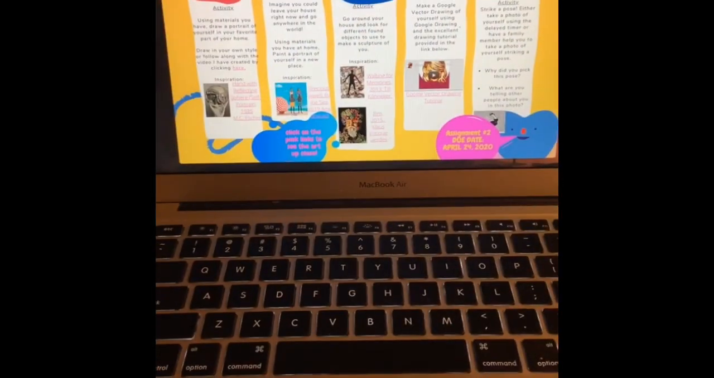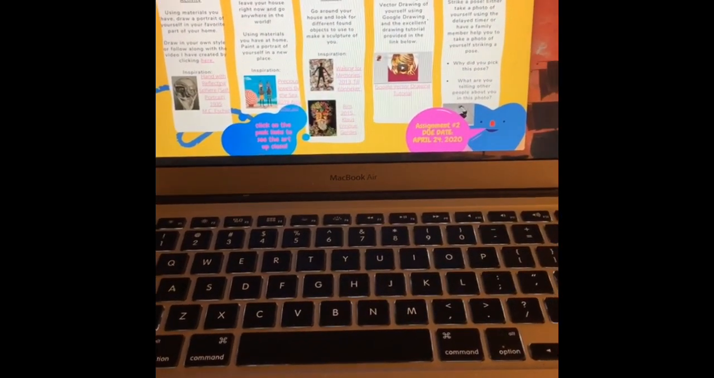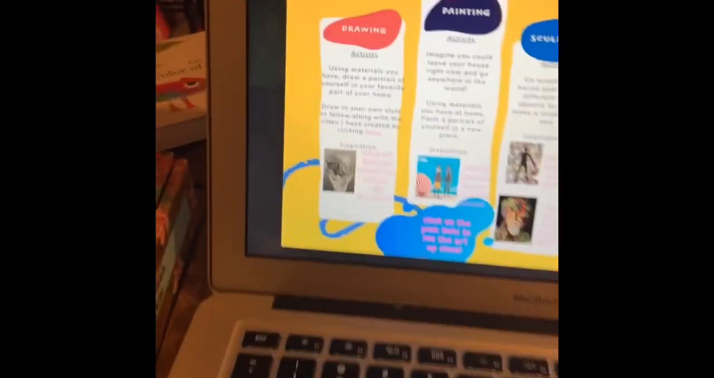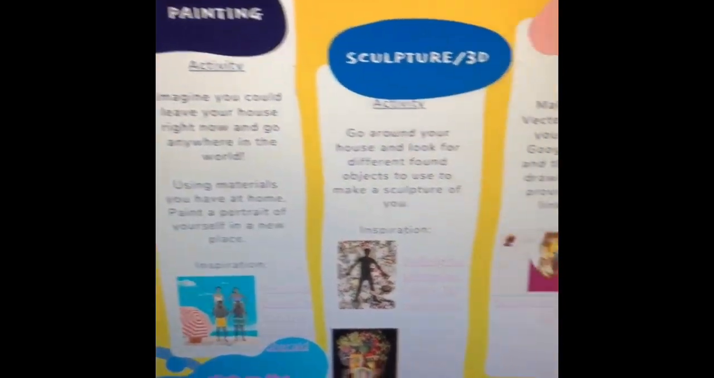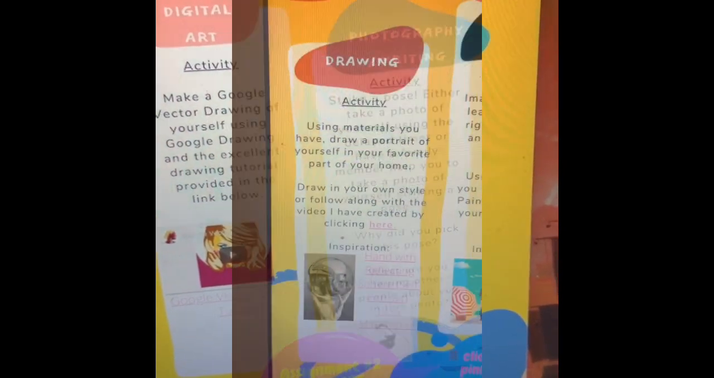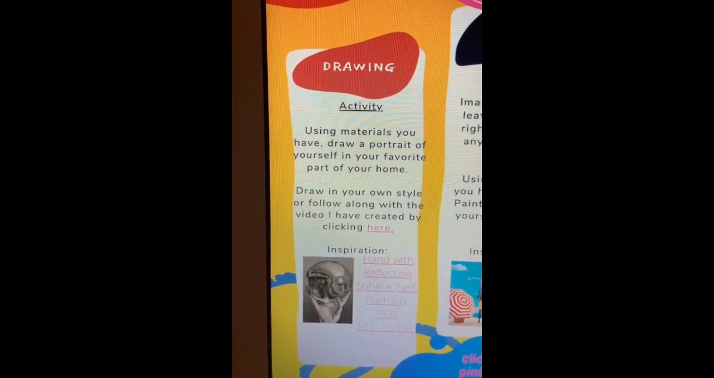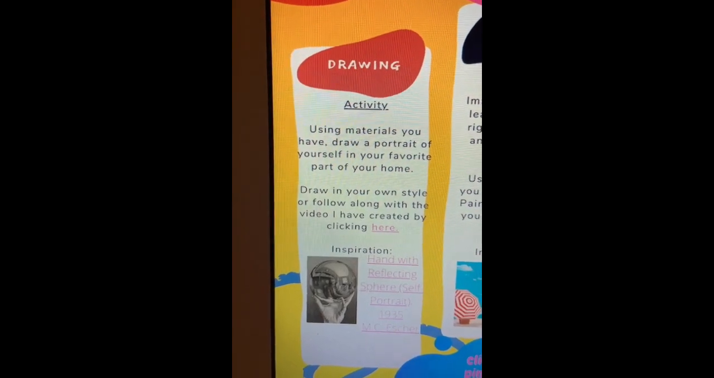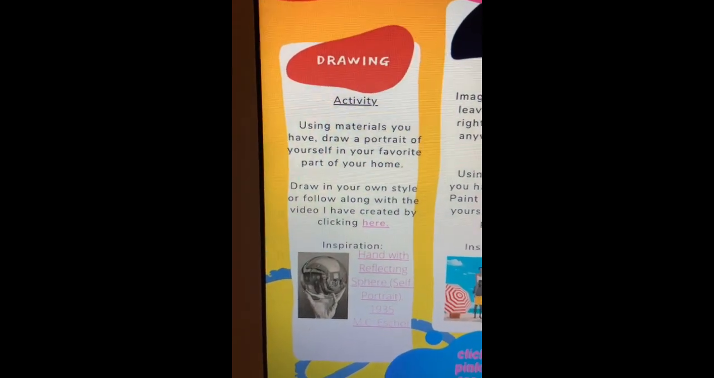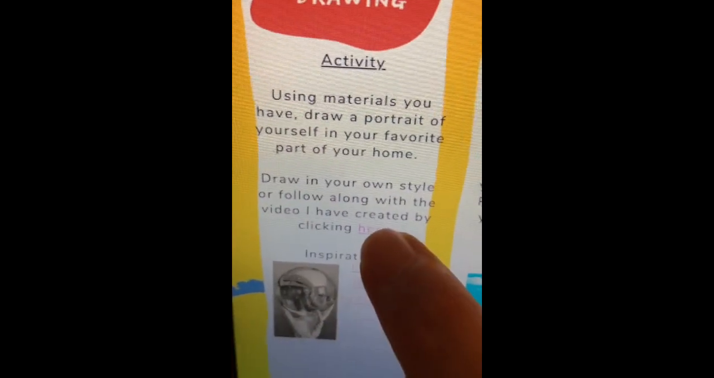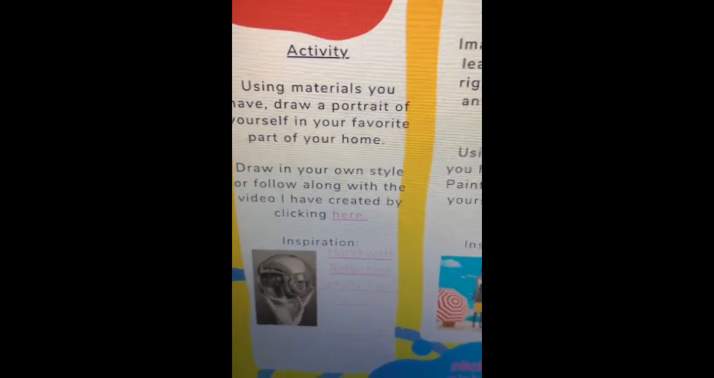So if you look to the right on the slide you're on now, you'll see that there's a menu that looks like this. It has 5 options, 1 for drawing, 1 for painting, 1 for sculpture, 1 for digital art, and 1 for photography. For option number 1, I'm going to ask you to use the materials you have at home to draw a portrait of yourself in your favorite part of your home. You can draw in your own style, or you can follow along with a video I've created by clicking this link right here. And that'll take you to a YouTube video.